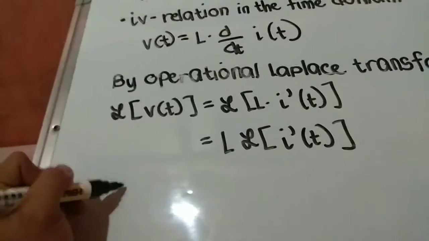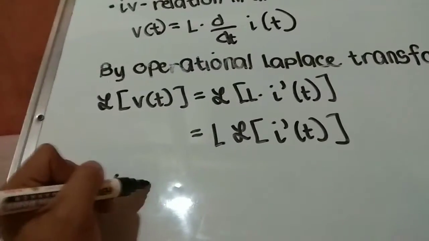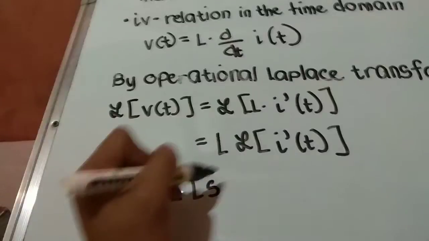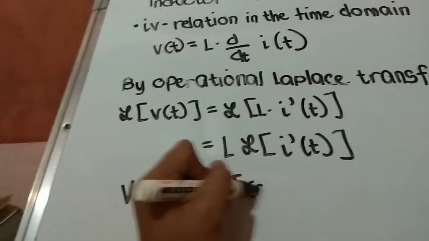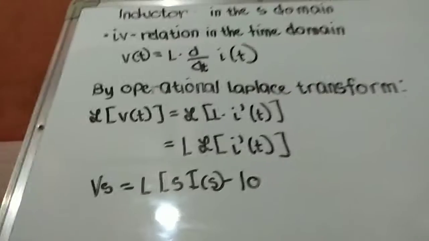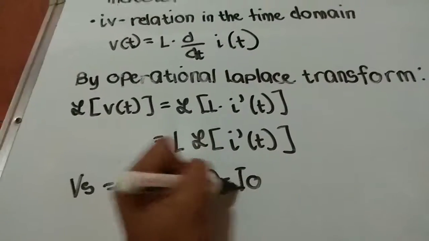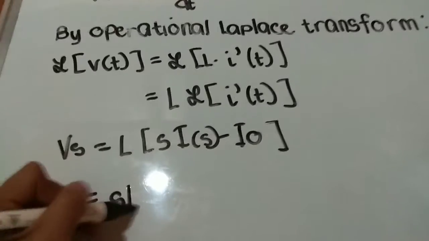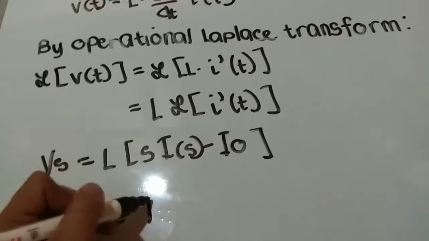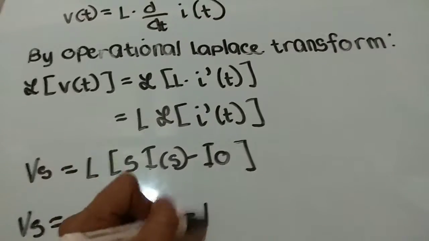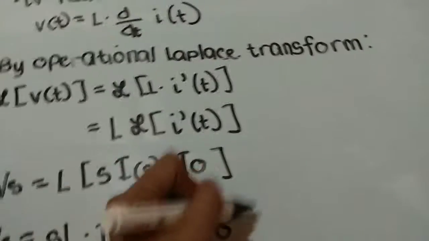So V(s) is equal to L times s I(s) minus i0, or the initial current. So V(s) is equal to sL times I(s) minus L i0.